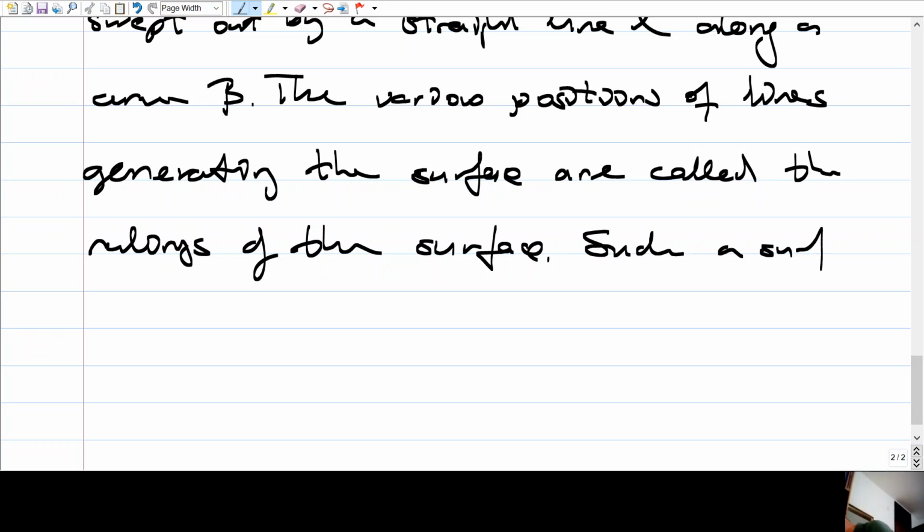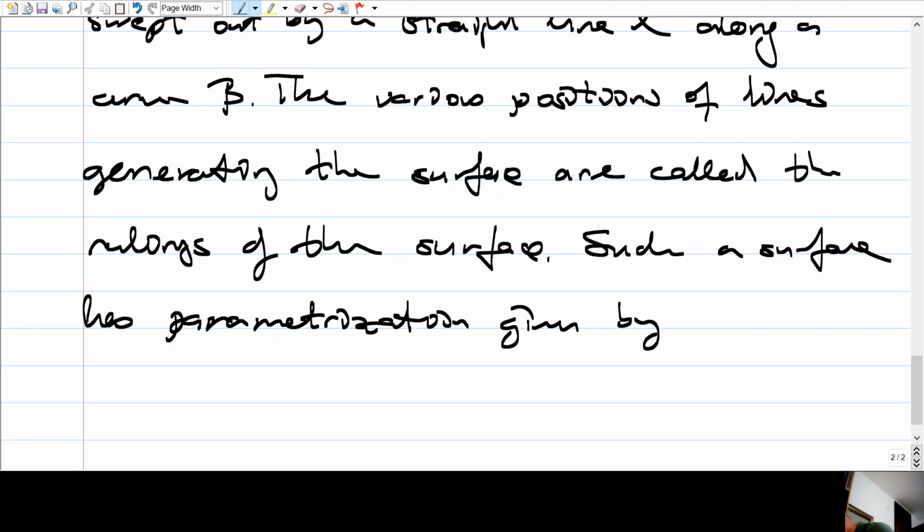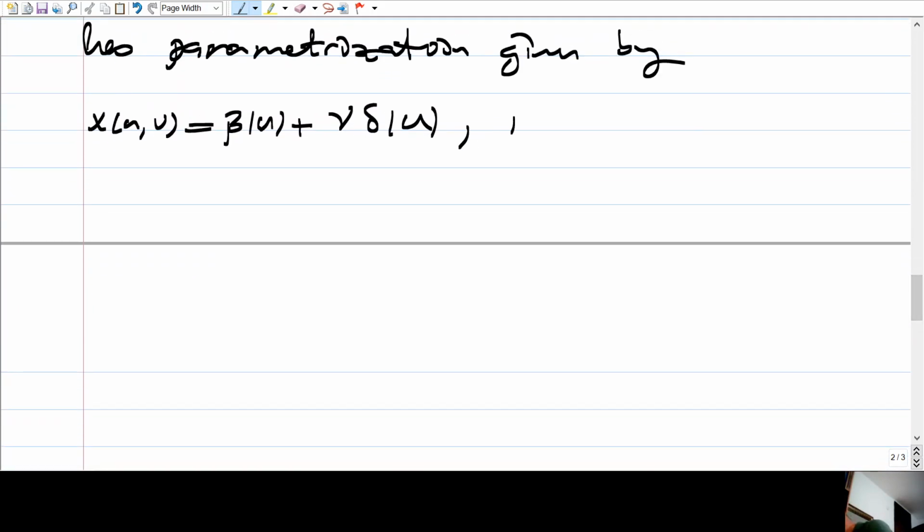Such a surface has a parameterization given by x(u,v), let's say something like this: beta(u) plus v times gamma(u). Here beta(u) is called the base curve, and this is the director.